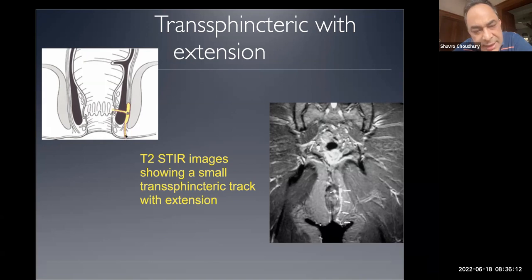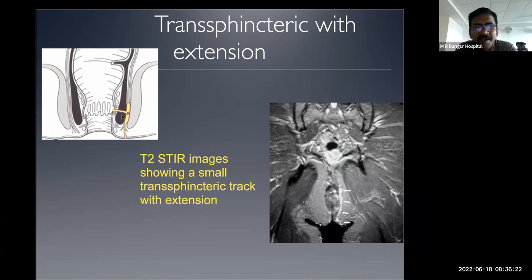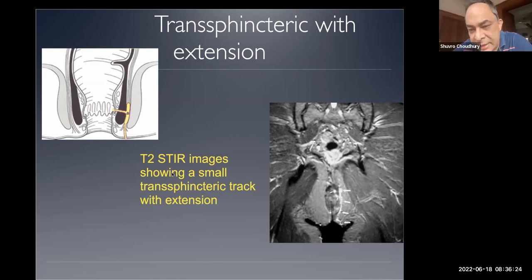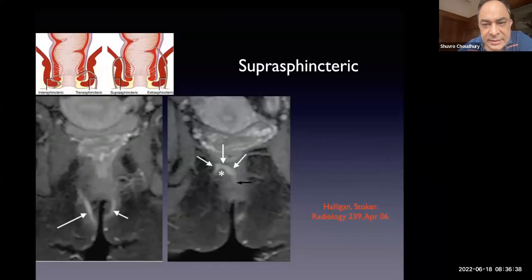So here is a transsphincteric fistula. I'm sorry, I made a mistake. Sorry, this is an intersphincteric. Ignore this picture. This indeed is a transsphincteric though. This is outside the body of the external sphincter coming and then opening internally and going outside. So ignore this picture. This picture is that of an intersphincteric fistula with a little side extension.